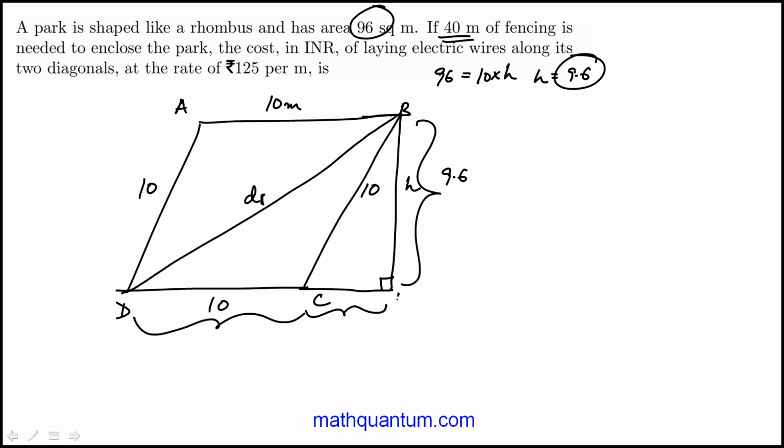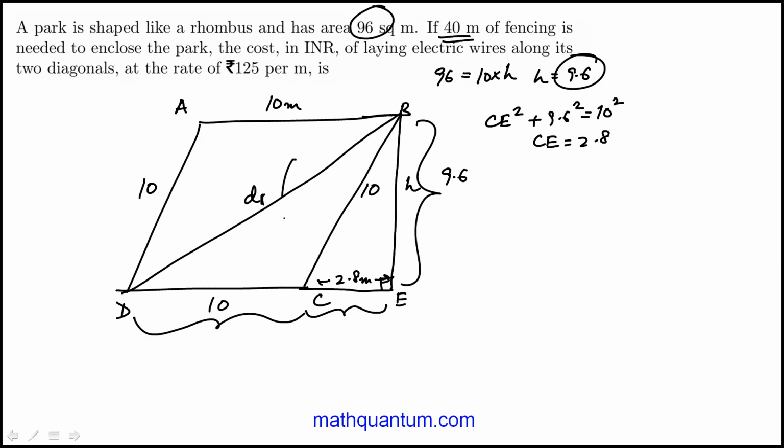So I can figure out, if I call this point E, CE squared plus 9.6 squared is 10 squared. So I think it's probably best to just use the calculator here. 9.6 squared, I get 7.84, and then I take the square root, and I get 2.8. So that length is 2.8.